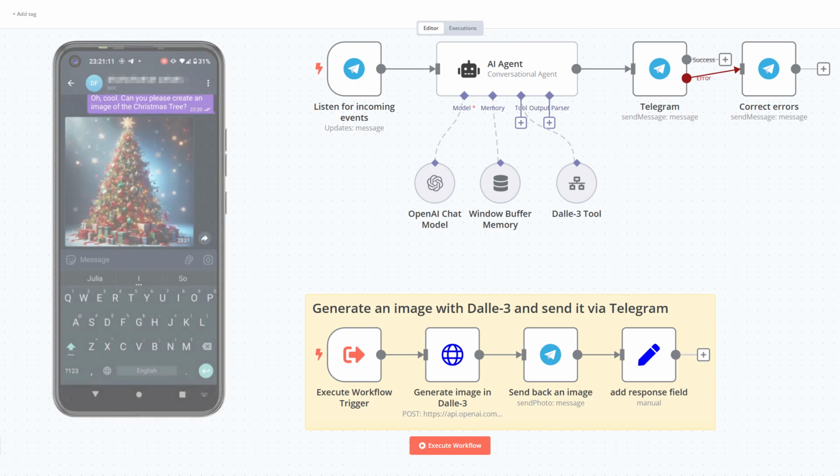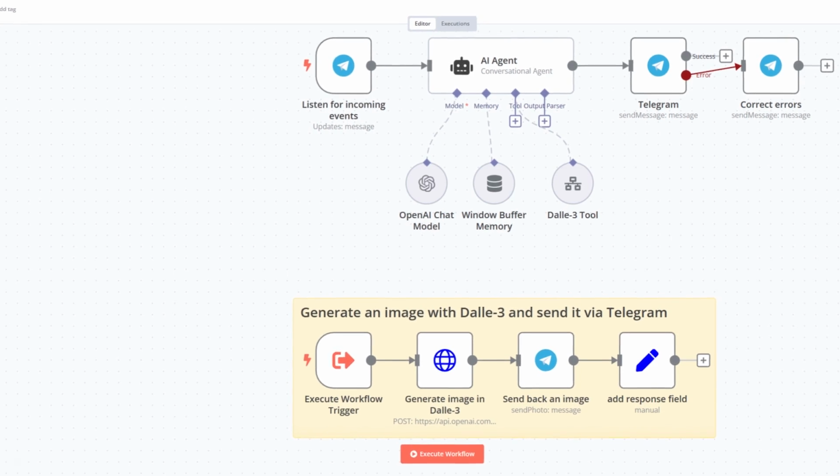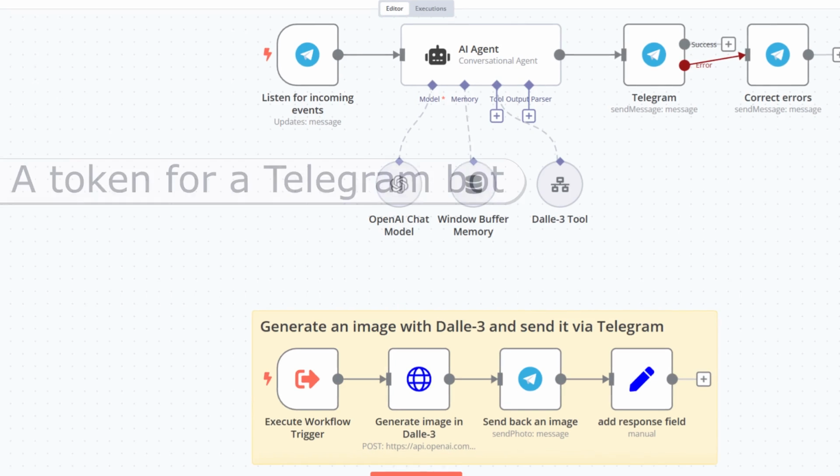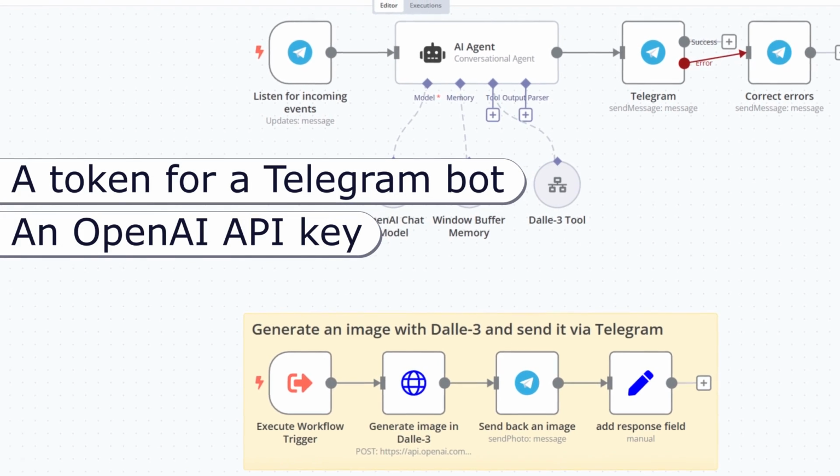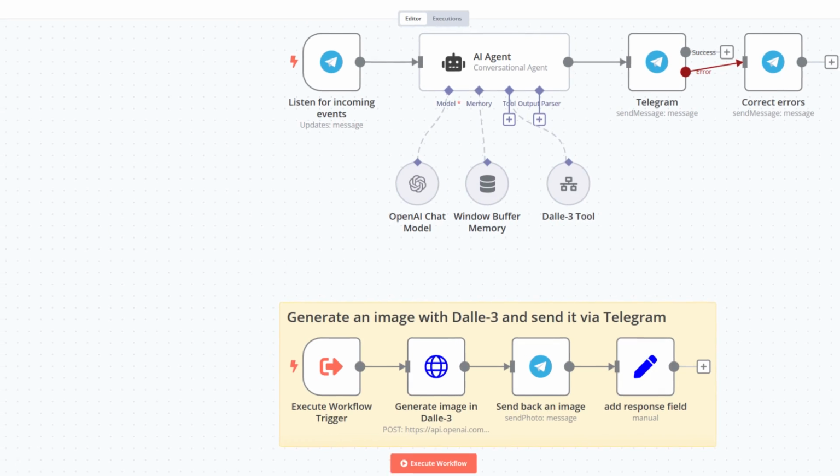Impressive, isn't it? You will need a couple of additional things to complete this tutorial: a token for a Telegram bot, and an OpenAI API key. We will explain how to create these in just a few seconds.